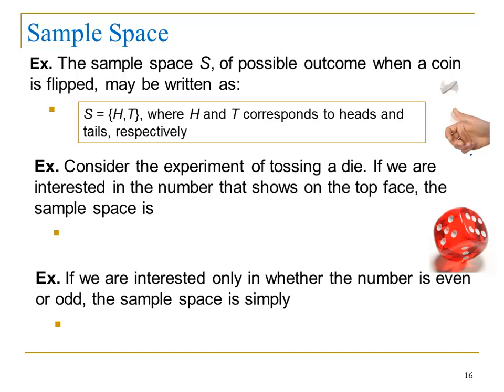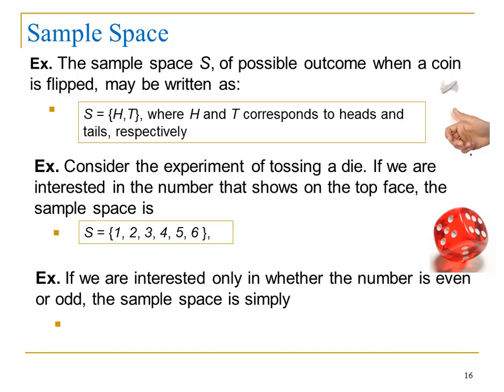Now let's consider the experiment of tossing a die. If you are interested in the number that shows on the top face, can anyone tell me what the sample space will be? If you are interested in the top face of the die? 1 to 6, correct. So the sample space is basically numbers 1, 2, 3, 4, 5, and 6, because those are the only outcomes that you can see.